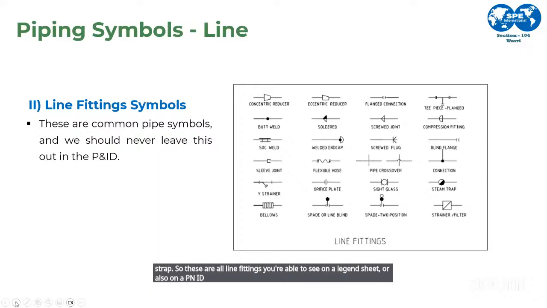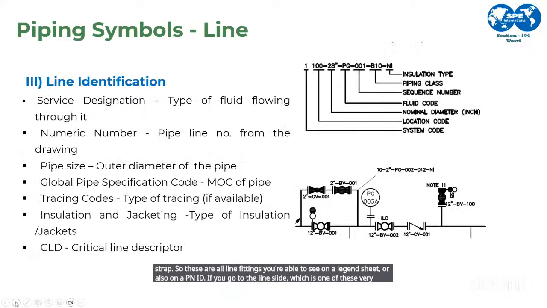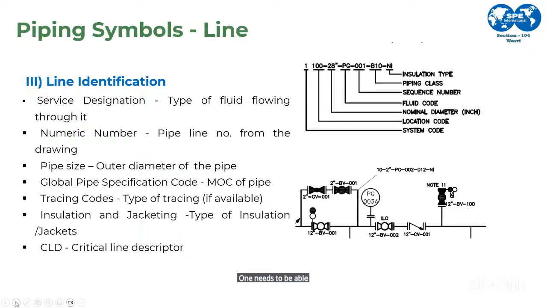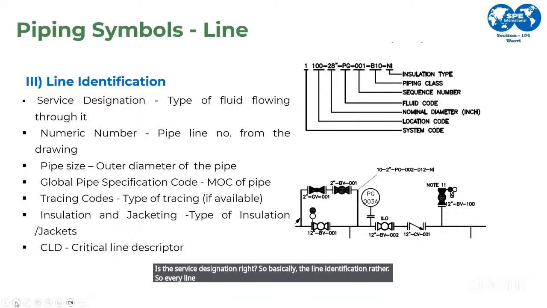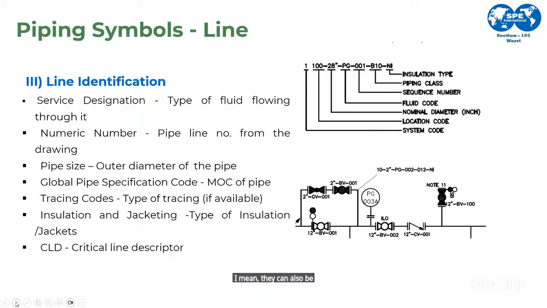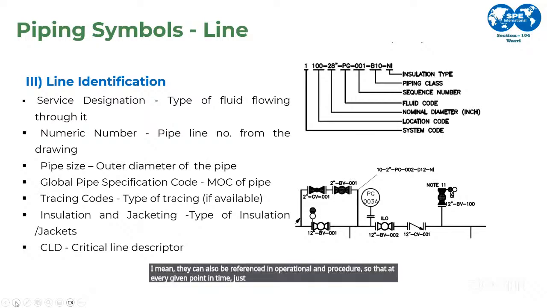If you go to the next slide, one of the very important pieces of information one needs to be able to glean from a P&ID is the service designation, right? So basically, the line identification rather. Every line on the P&ID has a unique number, so that at any given point in time, you can be able to identify that number either during design or they can also be referenced in operational procedures, just like each and every one of us here has a first name and a surname and also a middle name as well.